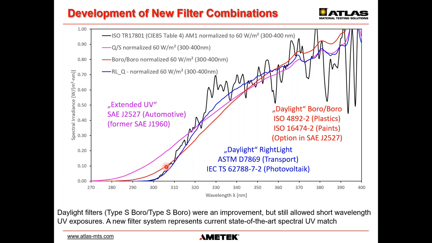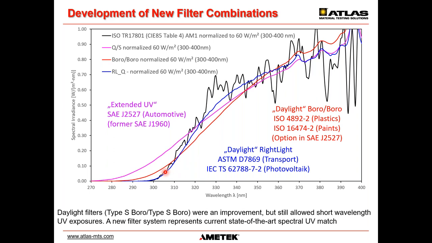The Daylight Borosilicate is a kind of outdated filter. You see that it still has an excess of short wavelength, and the standard today is Right Light. And this really has a successful path now, in automotive testing, in photovoltaic testing, and other test methods, because you see it perfectly matches the natural sunlight when you look at the blue curve.